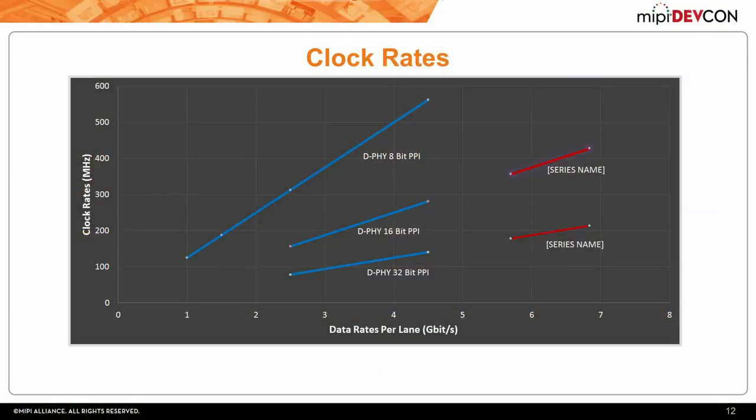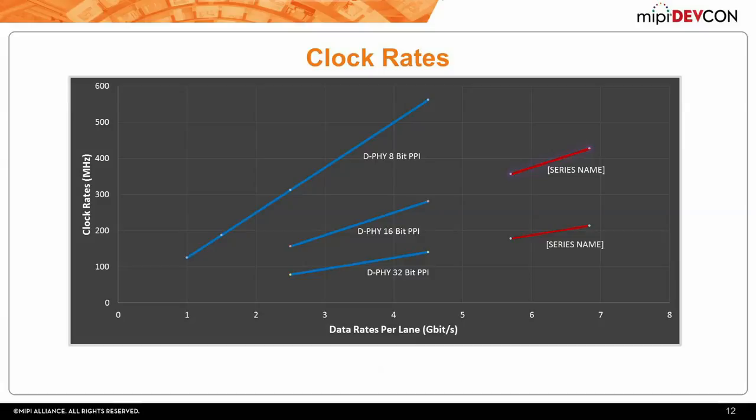So this line right here, this is the 8-bit PPI DeFi line. So just to get your arms around this, if you have a 1 gigabit per second data lane and you process that, and you convert it to 8 bits, then one gigabit per second divided by 8 is 125 megahertz. So that means you have a 125 megahertz clock. 125 megahertz clock, no problem in your everyday ASIC, not even a problem in an FPGA.